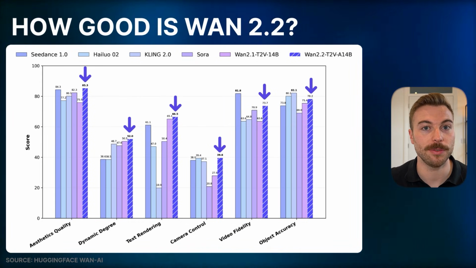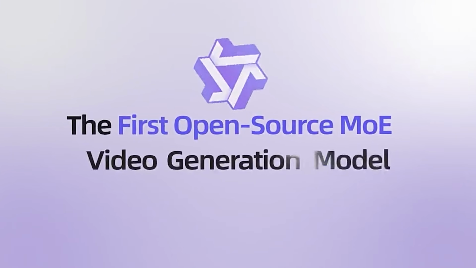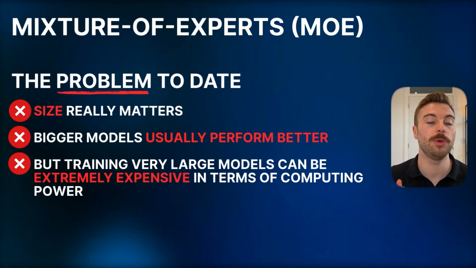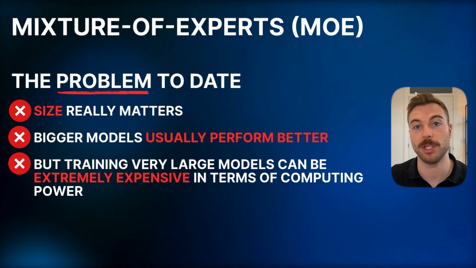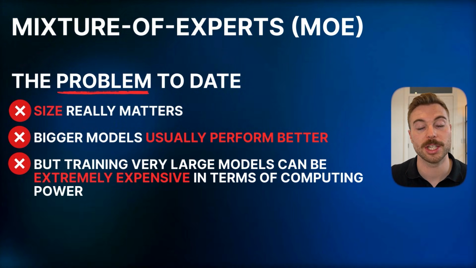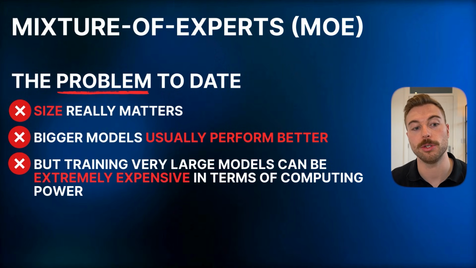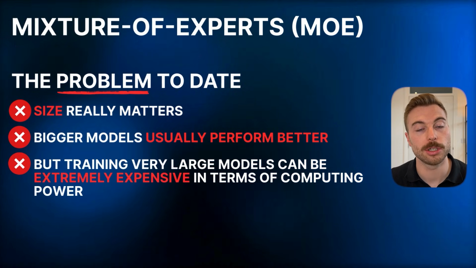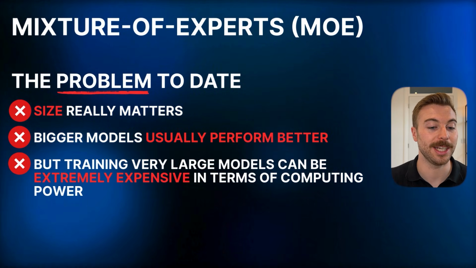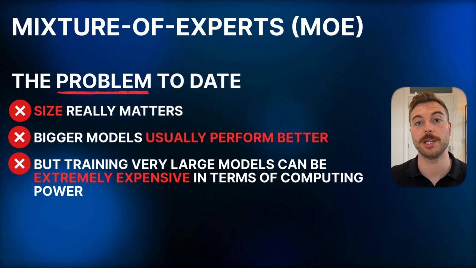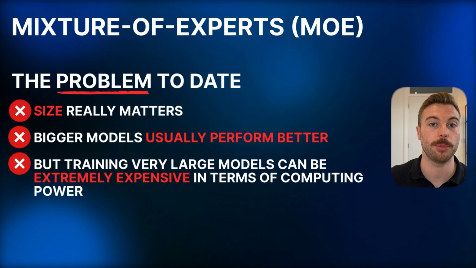But how have they achieved this? Well, they've done something called mixture of experts. Now, why is this important? Well, the problem to date is that when training these text and image to video generation models, size really is the key. The bigger the model, the better it usually performs. But to get these big models ready to go and shipped out for us to use, they're usually extremely expensive in terms of the computing power needed to train that model to get the output.